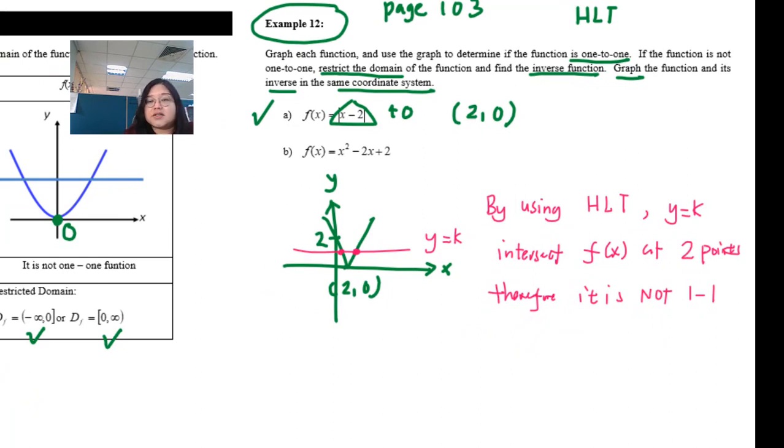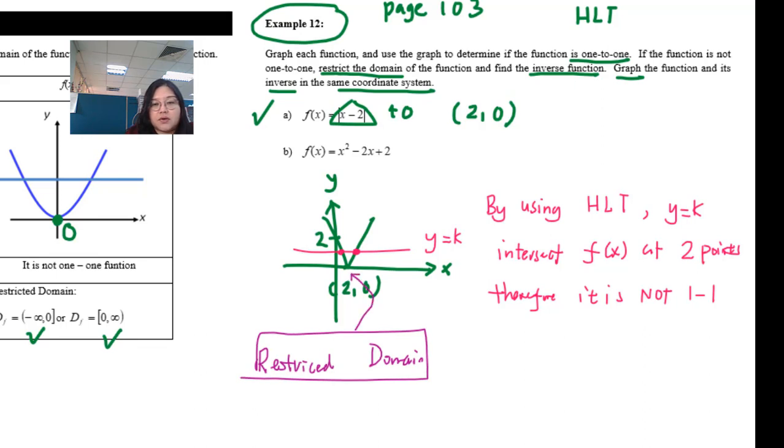Then the second instruction: if it is not one-to-one, we need to restrict the domain. How do we restrict the domain? The restricted domain will be based on the coordinate of the vertex. Looking back here, the x value is 2. So this means the restricted domain will be negative infinity to 2, or we can choose 2 to infinity. In this video, I am going to show you both. When we use the first domain and the second domain, it will come up with a different graph.